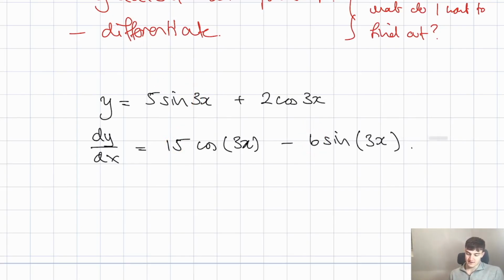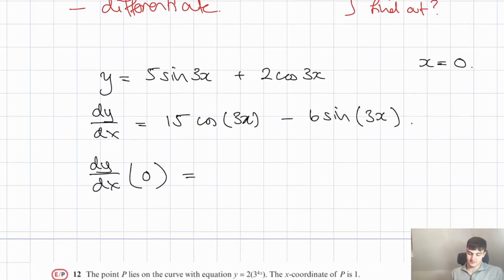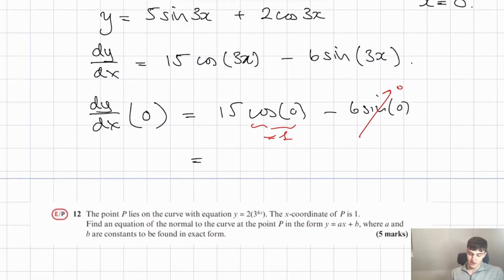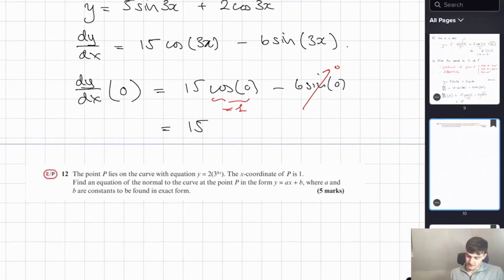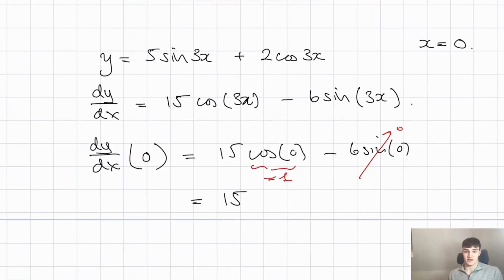So at point P, the x value is 0. So dy by dx at x being 0 is 15 lots of cos 0 minus 6 sine of 0. So this goes to 0, and cos 0 is equal to 1. So our derivative, the value is 15. So that is the gradient. That is the gradient of our function at the point P.